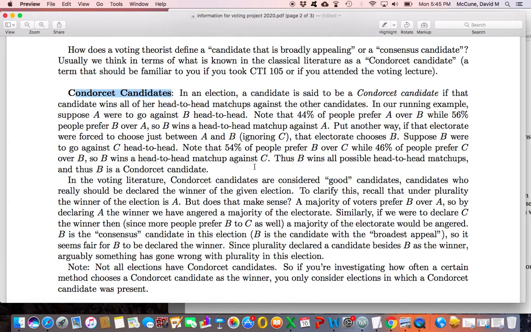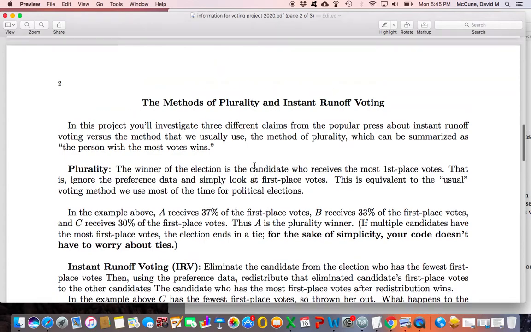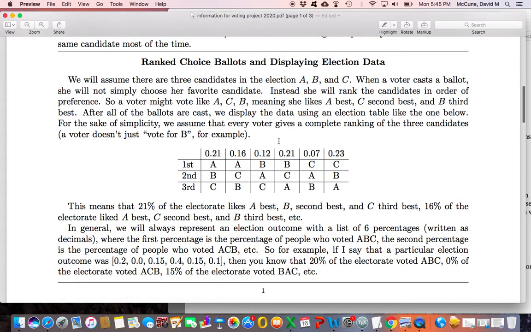In an election, a candidate is said to be Condorcet if that candidate wins all of her head-to-head matchups against every other candidate. So in this running example from a previous page of this document, suppose A and B went up against each other head-to-head. Okay, so let me go look at that and think about that.